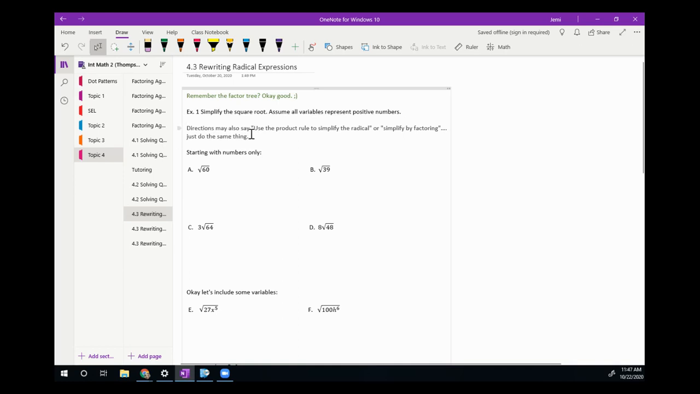Your directions for these types of problems might also say, use the product rule to simplify the radical, or simplify by factoring. We're going to do it all the same way. Okay, I'm not going to go over different rules for each one of those different directions when you can do them all the same way. So before we get started here, we need to talk about this idea of perfect squares.